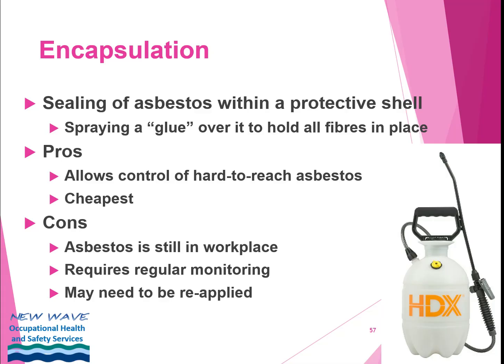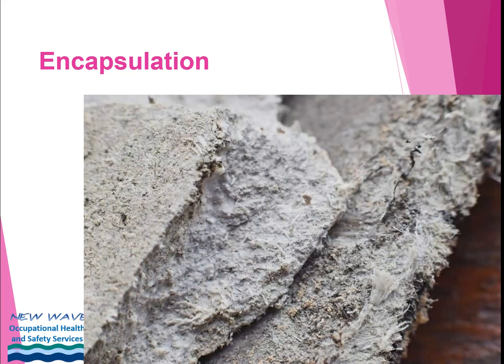An alternative to enclosure is encapsulation. This entails spraying the asbestos with an adhesive and essentially gluing the fibers down so they cannot become airborne. This is the cheapest option and also allows you to treat asbestos that is in hard-to-reach places. As with enclosure, though, the asbestos is still there. Thus, the encapsulated asbestos still requires regular monitoring to ensure the adhesive is holding, and the adhesive may need to be reapplied. This is a photograph of encapsulated asbestos.